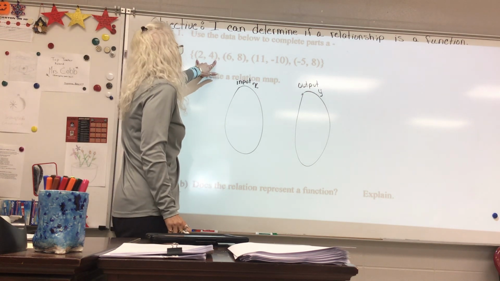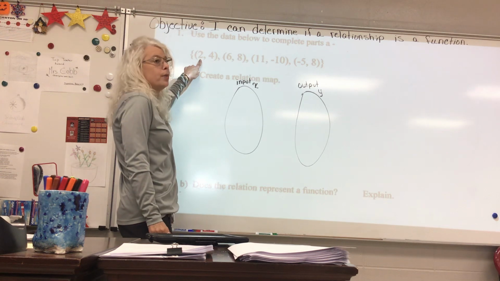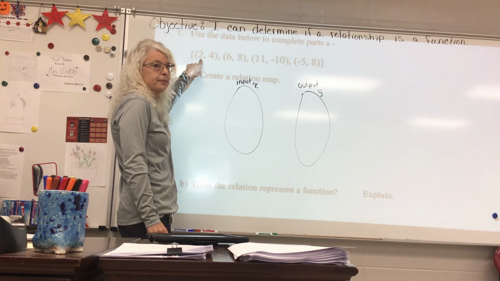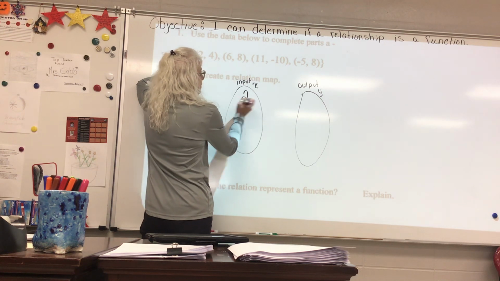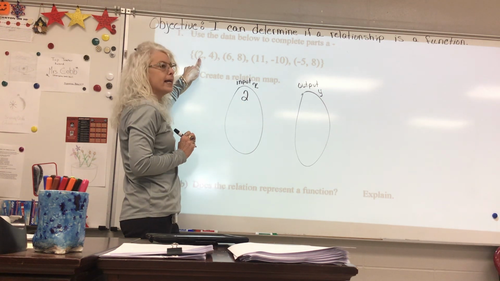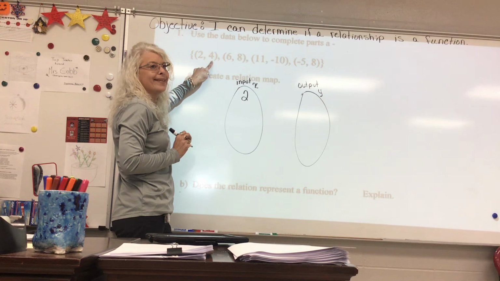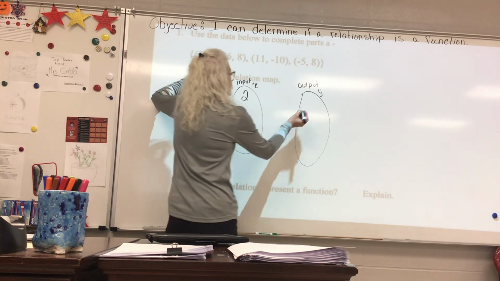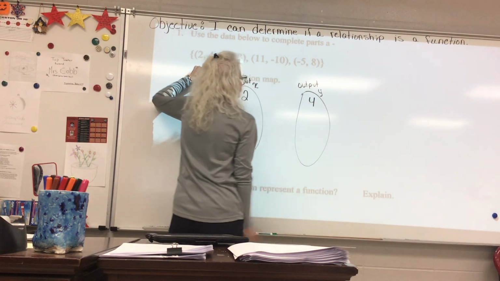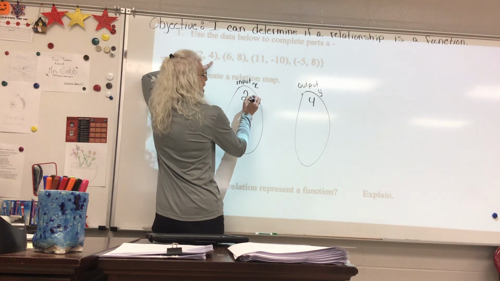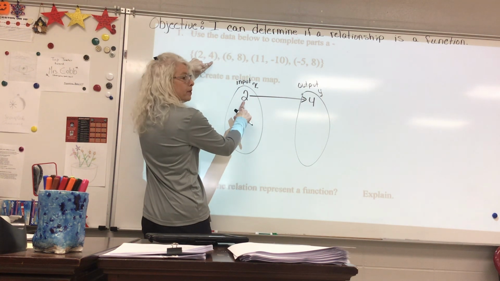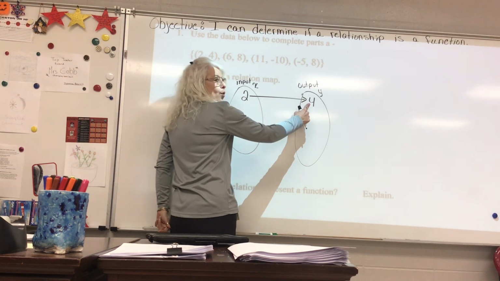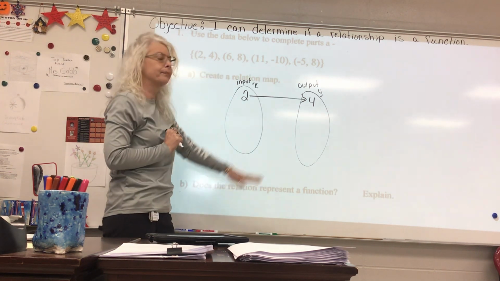So in this ordered pair, the 2 is my X, my input, so I'm gonna put 2 in my input, and when 2 is my input, 4 is the output. So over here, I'm gonna put 4. Then I'm gonna draw an arrow from 2 to 4, saying this, when my 2 is my input, 4 is my output. That's what it means.